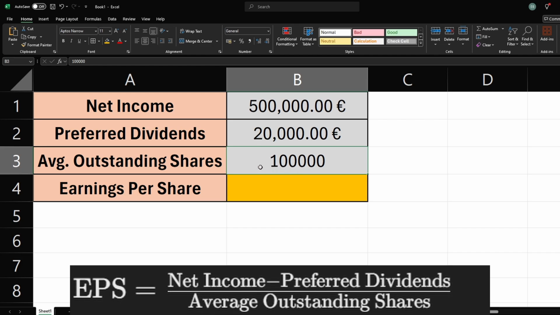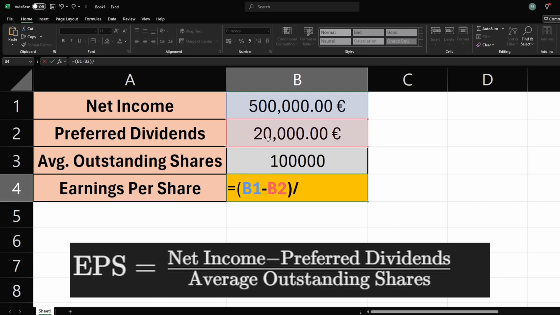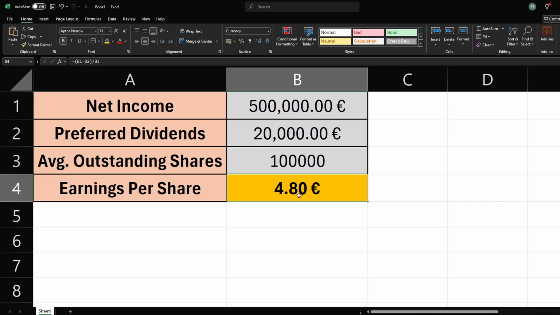The formula looks like this. Subtract preferred dividends from net income, then divide that result by the average outstanding shares to calculate the earnings per share. Excel will return 4.80 euros. This indicates that for each share, the company earned 4.80 euros after paying preferred dividends.